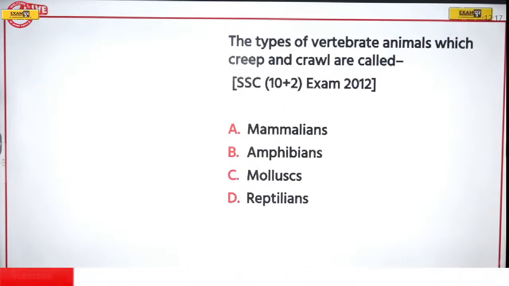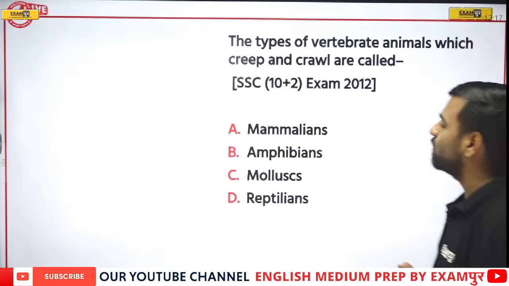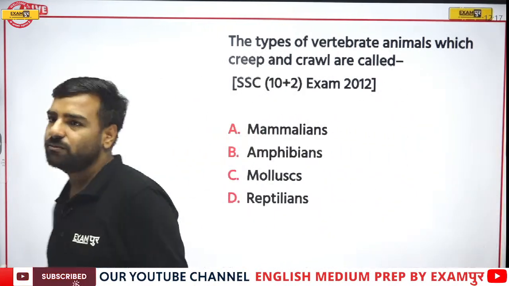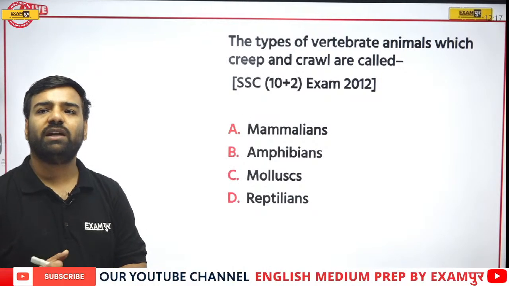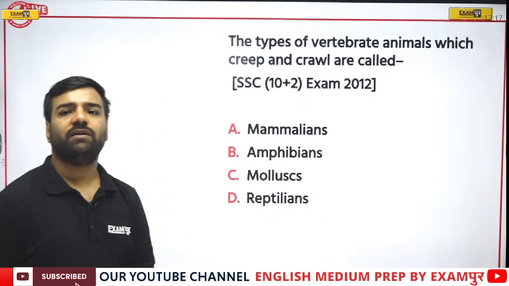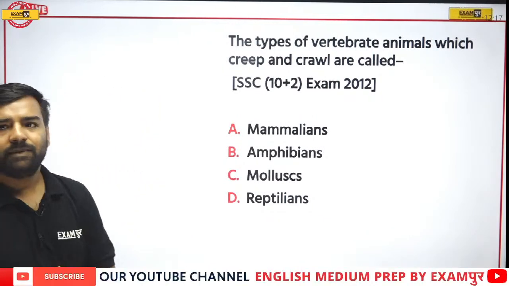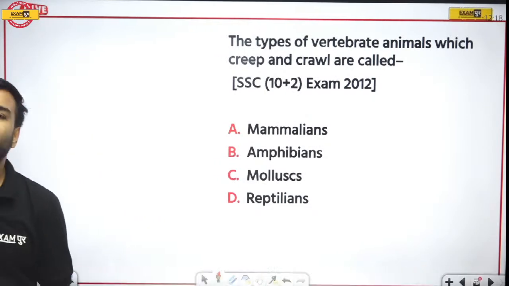Next, if I talk about the type of vertebrate animals which creep and crawl, they are known as what? Are they mammalians? Are they amphibians, molluscs, or reptiles? What is going to be the correct answer? What will be the correct answer for it? This one is quite simple. Everyone can tell about it. Waiting for the answer.